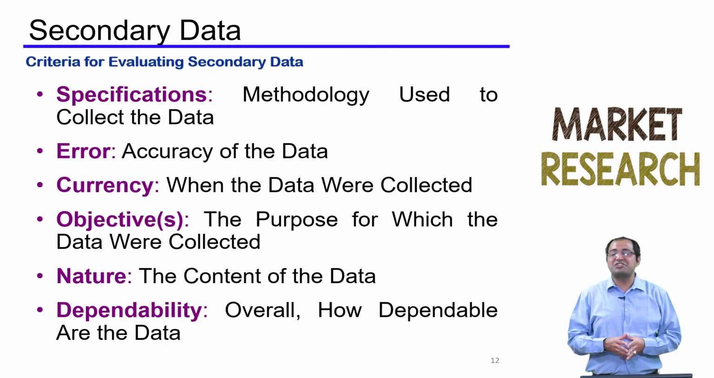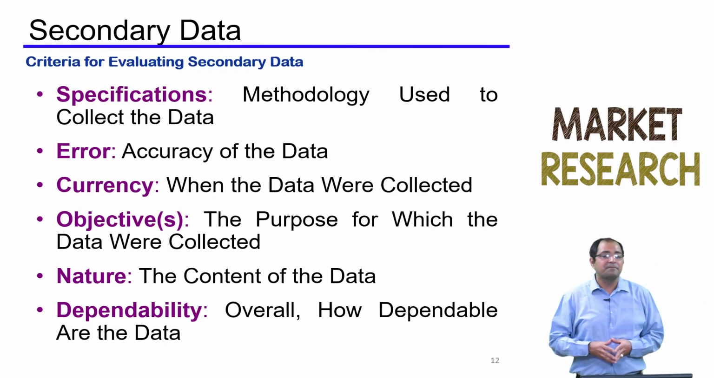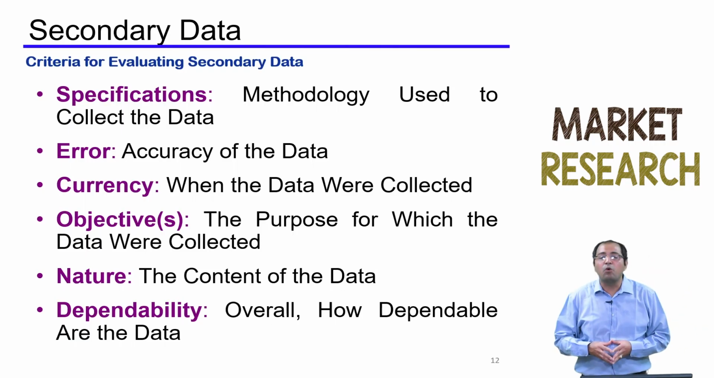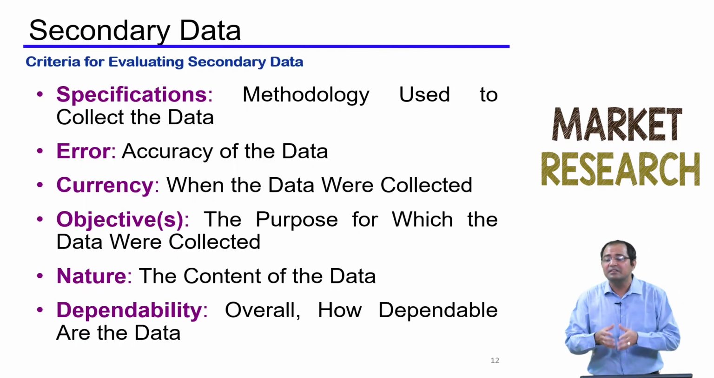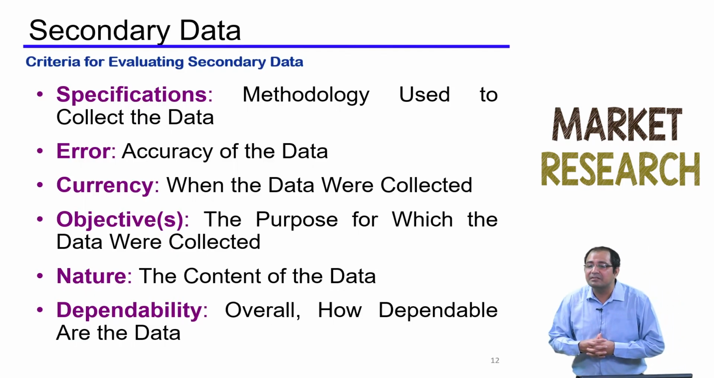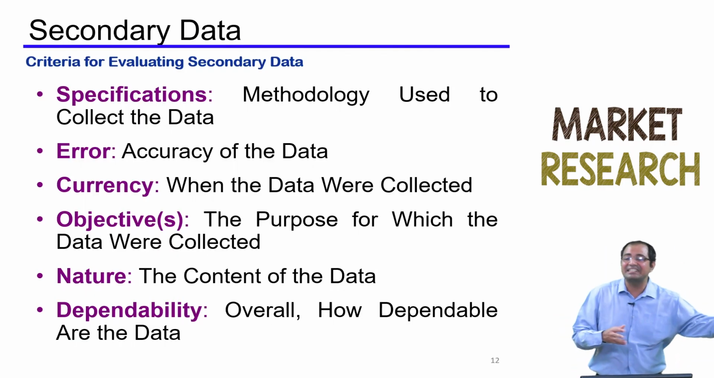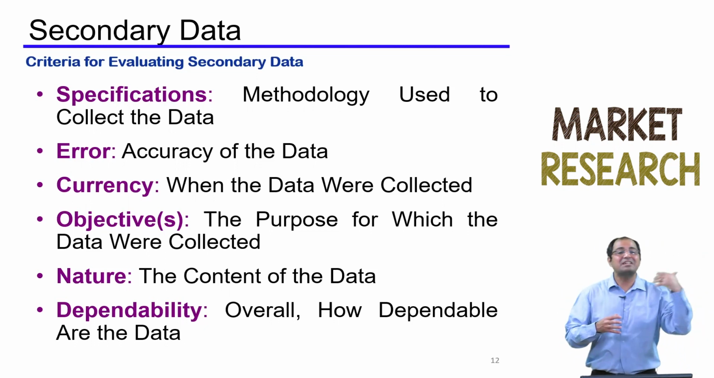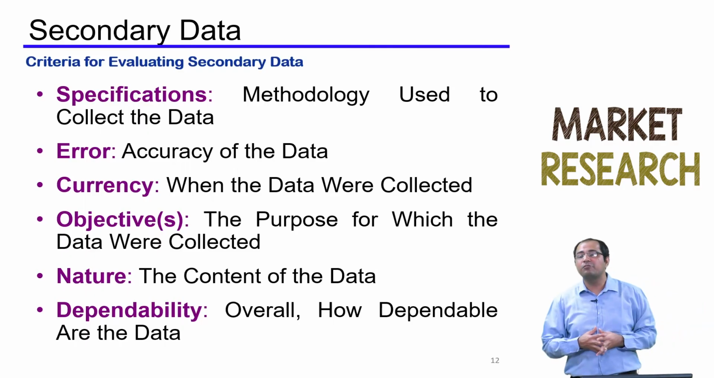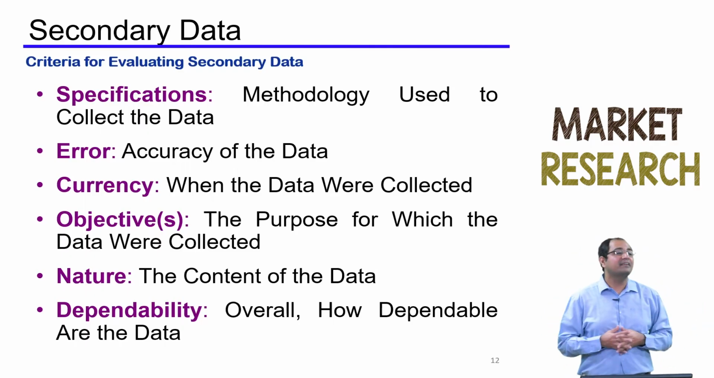Next was the nature and content of the data. Let's say you want to study individual consumption behavior, but the secondary data that is available is about household consumption. So the nature and the content of the data is not useful for your study at hand.